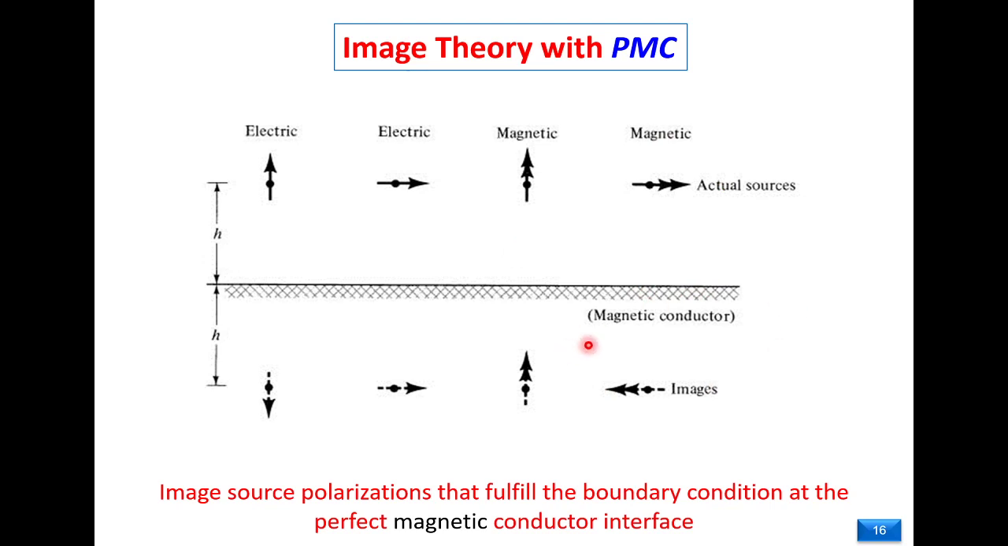So now it's too many theories building on top of each other. We have Huygens principle, on top of it we have the uniqueness theorem, on top of it the equivalence principle, on top of the equivalence principle we have Love's equivalence principle, and on top of this we have the image theory used. So we are using 5 different theories to simplify the problem.